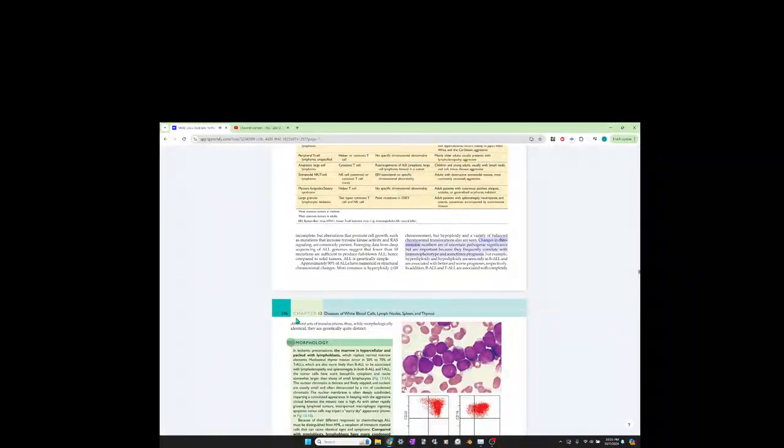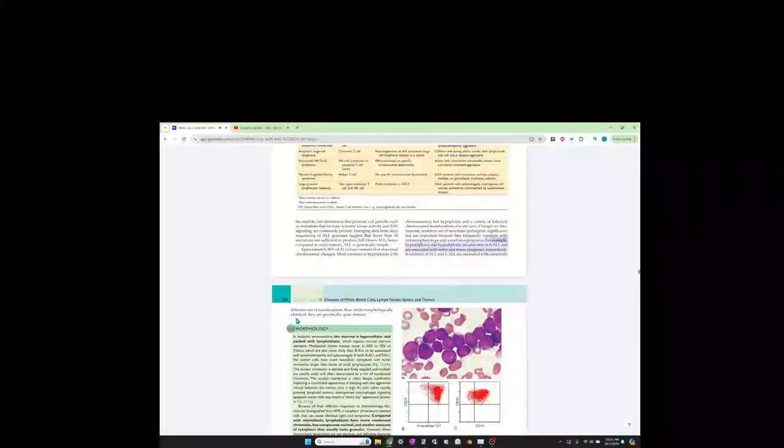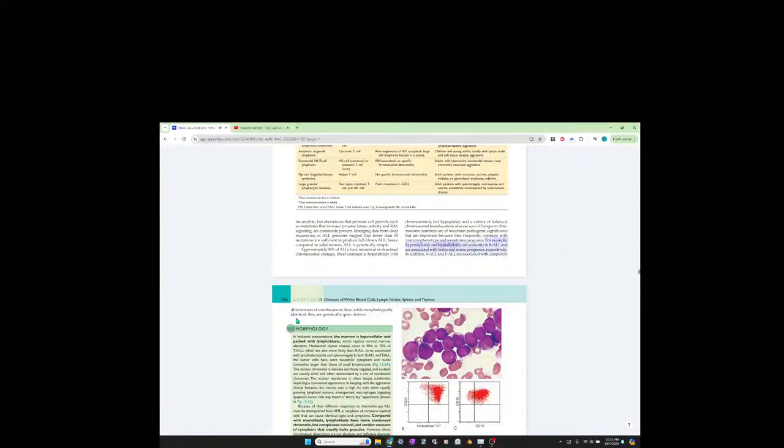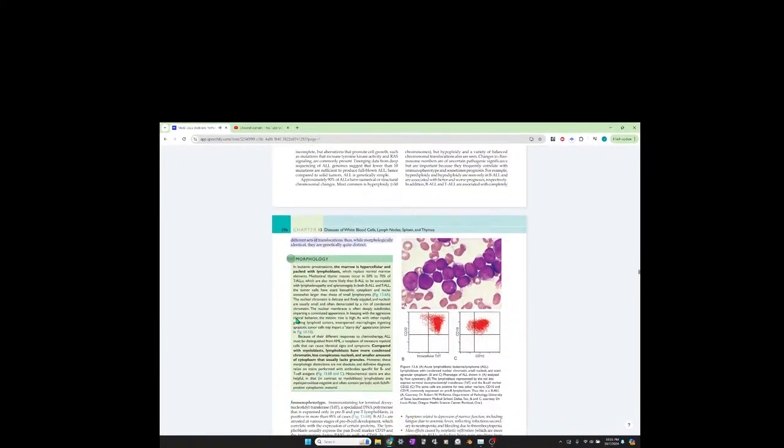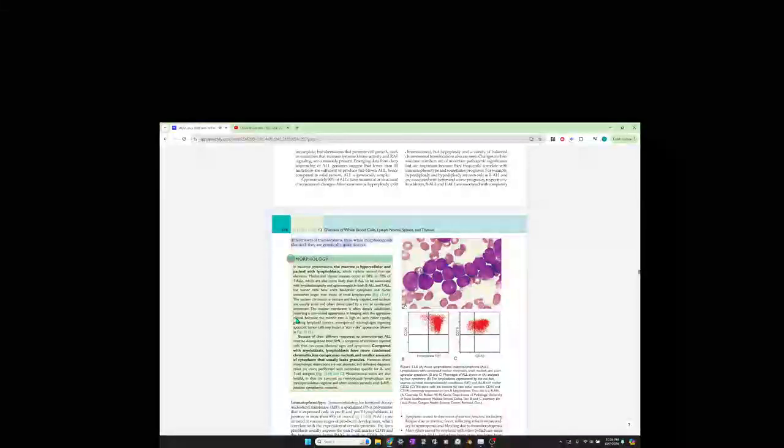Changes in chromosome numbers are of uncertain pathogenic significance, but are important because they frequently correlate with immunophenotype and sometimes prognosis. For example, hyperdiploidy and hypodiploidy are seen only in B-ALL and are associated with better and worse prognoses, respectively. In addition, B-ALL and T-ALL are associated with completely different sets of translocations. Thus, while morphologically identical, they are genetically quite distinct.